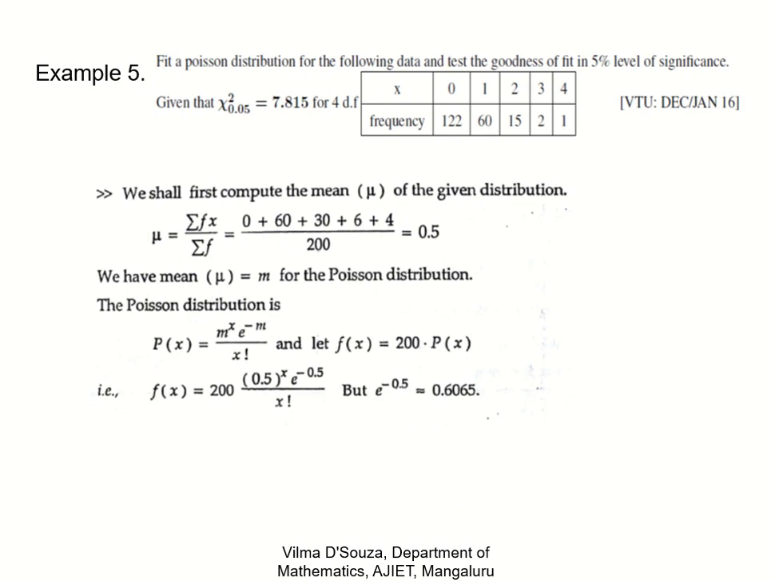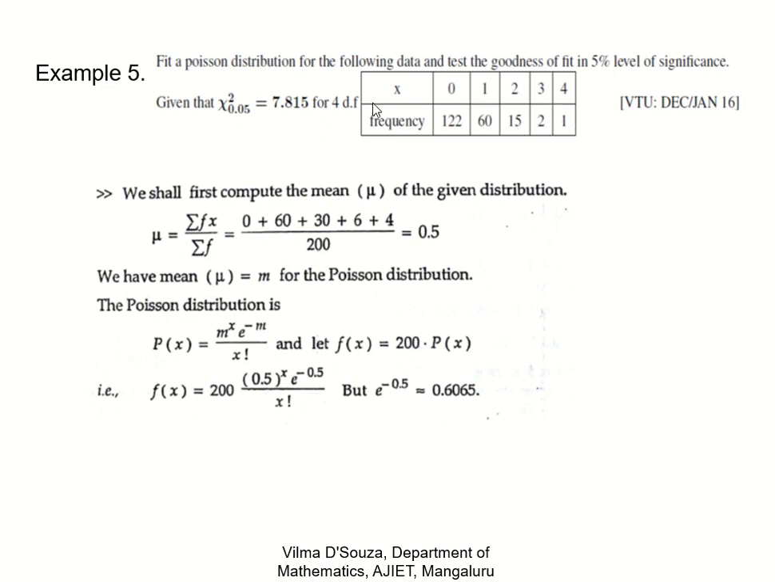Now here you have another problem. The previous one was a binomial distribution. Now you have a Poisson distribution. Fit a Poisson distribution for the following data and test the goodness of fit at 5% level of significance. Given chi square 0.05 is 7.815 for 4 degrees of freedom. X values 0, 1, 2, 3, 4. Frequencies 122, 60, 15, 2 and 1.